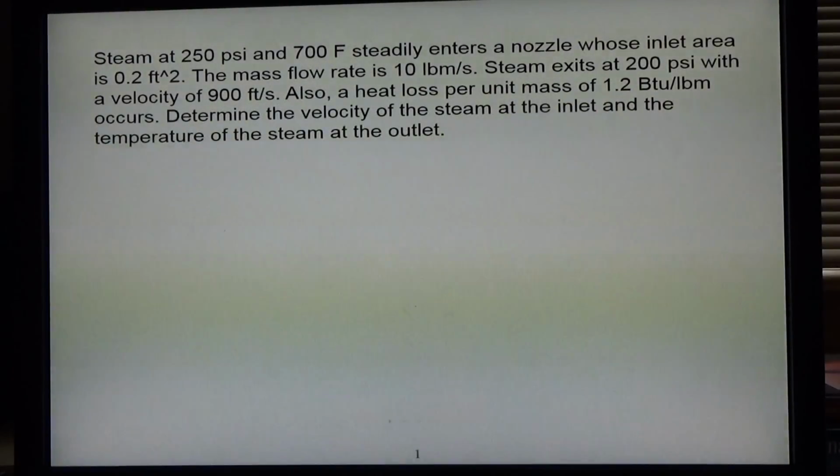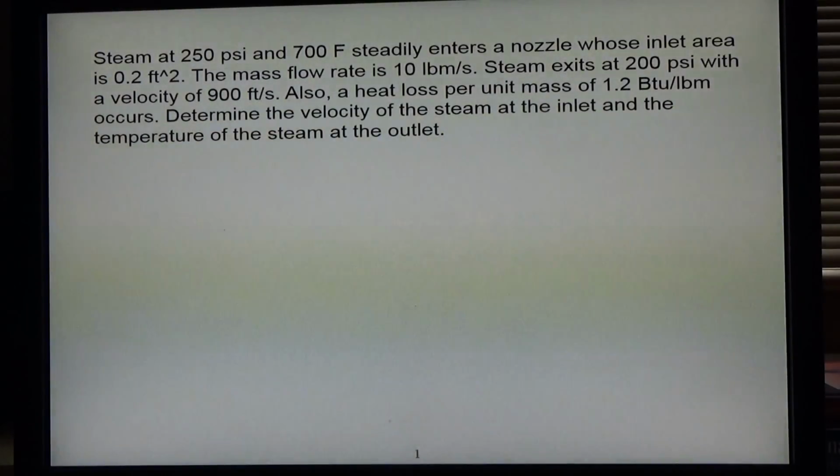Alright, I'll start off by reading the problem statement. It says we have steam at 250 psi and 700 Fahrenheit steadily enters a nozzle whose inlet area is 0.2 feet squared. The mass flow rate is 10 pound-mass per second, and steam exits at 200 psi with a velocity of 900 feet per second. Also, a heat loss per unit mass of 1.2 BTU per pound mass occurs. Determine the velocity of the steam at the inlet and the temperature of the steam at the outlet.